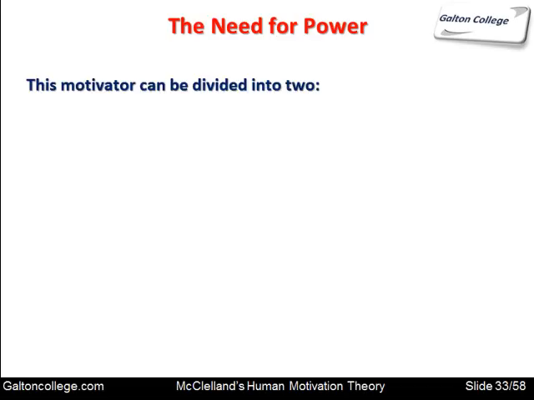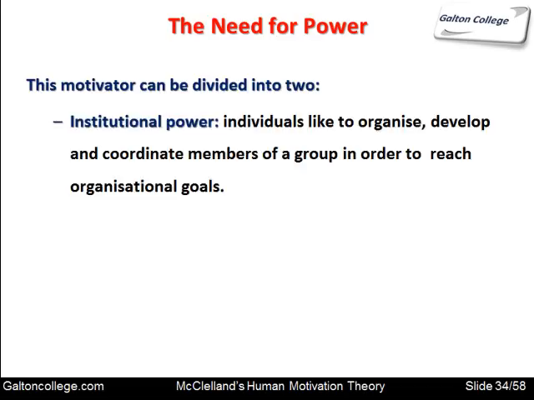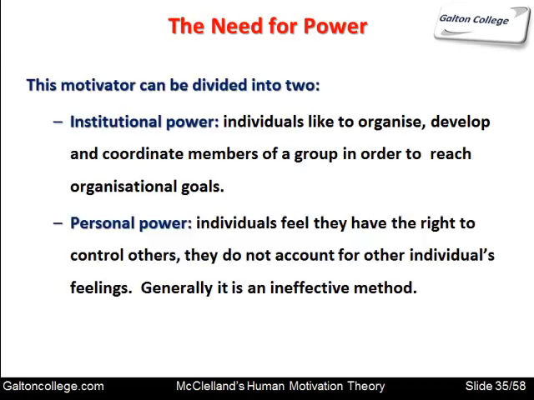The motivator can be divided into two parts. There's an institutional part. Individuals like to organize. They just simply like to organize the department. They see the department, they think it could be organized better, they want to take control. And they want to coordinate members of a group in order to reach organizational goals. They want to organize people to achieve the goals that they're setting. So they have a need to be involved with institutional organization.